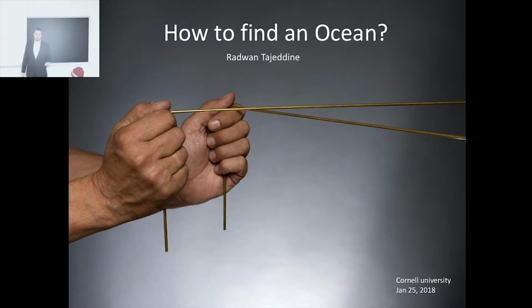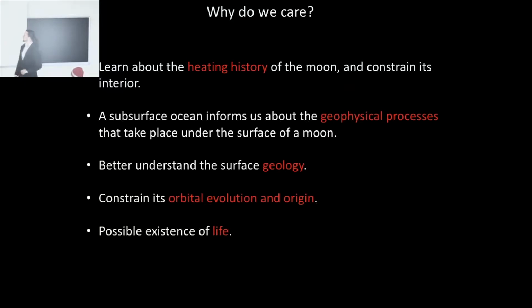So why should we care about finding oceans in the solar system? First of all, it teaches about the heating history inside the objects we found oceans in. It also tells us about the different geophysical processes happening inside that could explain the surface geology we're observing. And also because we need to look at different heating processes and the sources of heating, it tells us about the orbital evolution and the history of the moon. Of course, when I talk about oceans, I mean oceans in icy satellites, which is the only other place where we found water besides Earth. Well, there's Mars, but let's stay on the icy satellites.